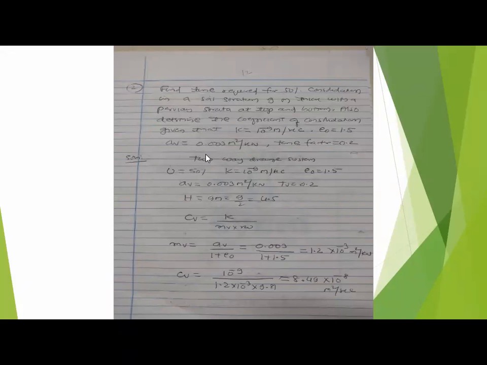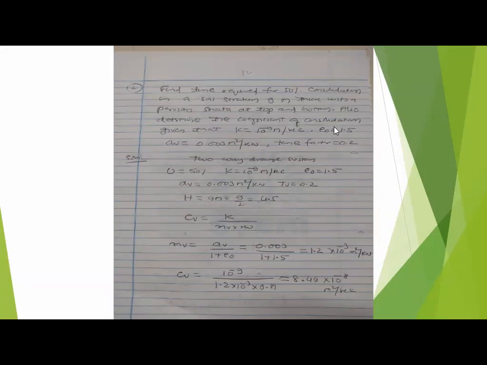Okay, second question you take. Find the time required for 50% consolidation in a soil stratum of 9 meter thick. 50% consolidation चाहिए यहाँ पर. Okay, so 50% consolidation चाहिए, stratum thickness है 9 meter with the pervious strata at top and bottom.